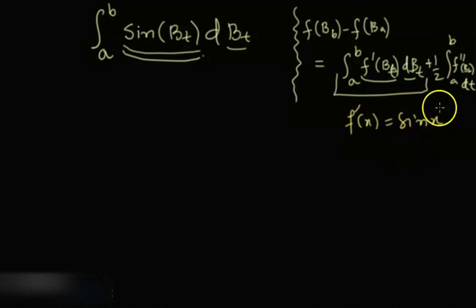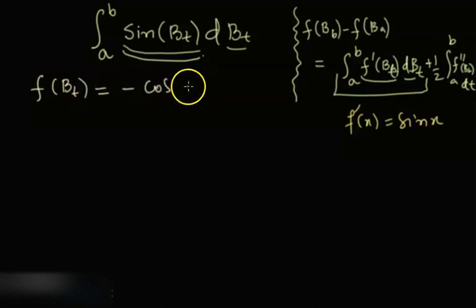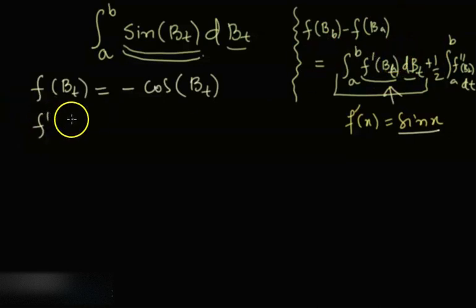So of course we take f(B_t) to be, let's say, minus cos B_t. The derivative of this function is going to be sine, because the derivative of cos is minus sine, so minus into minus is plus, so minus cos has derivative sine. So this is going to be a suitable function. If we take this function, then this integral will become the integral of sine. Before we apply this Ito lemma, let's compute the first derivative and second derivative of this.